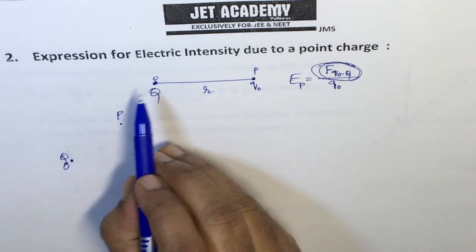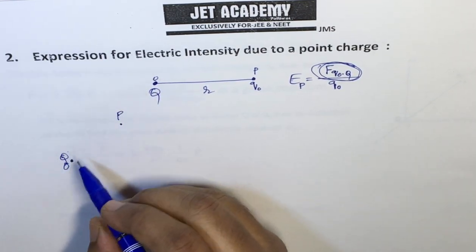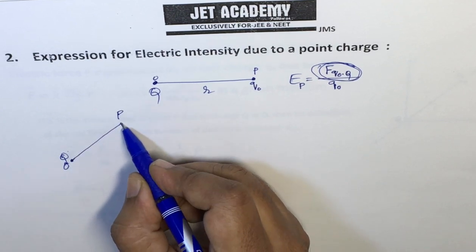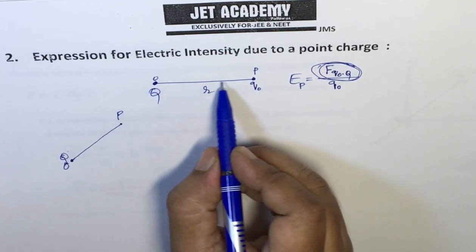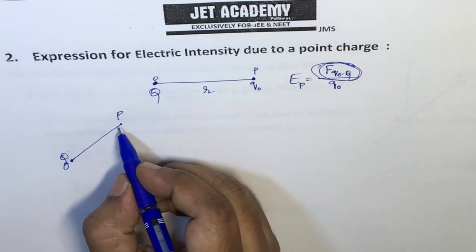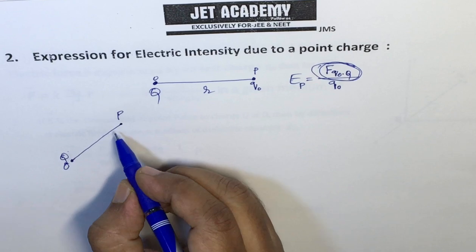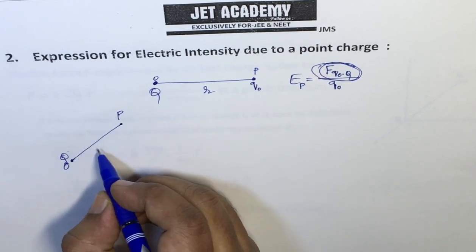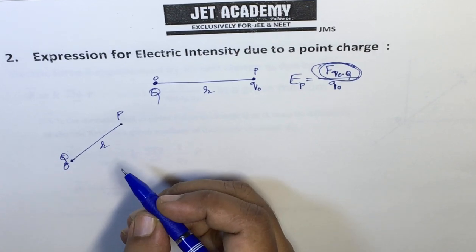Then how to find the expression for it? This is the standard way of deriving. We know that the distance is not necessarily always along a horizontal line. You can choose anywhere in the plane. If the considered point is P, I have to find the electric intensity at P. Let this distance be R.